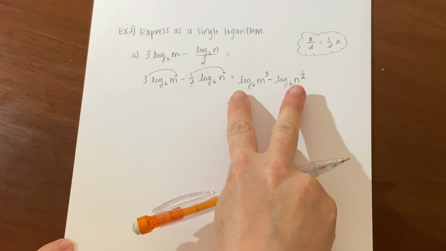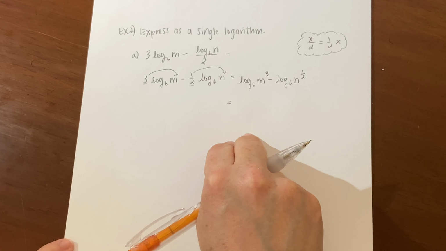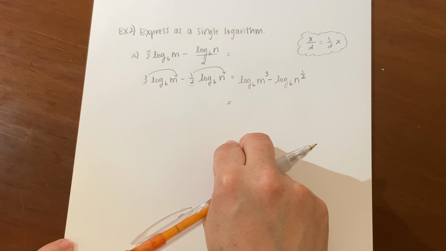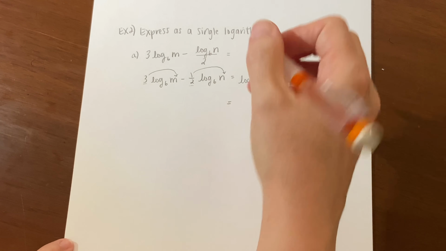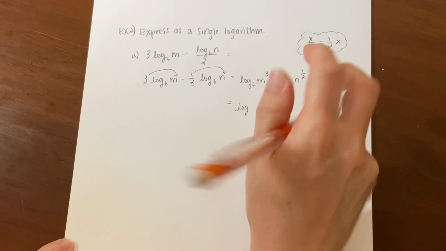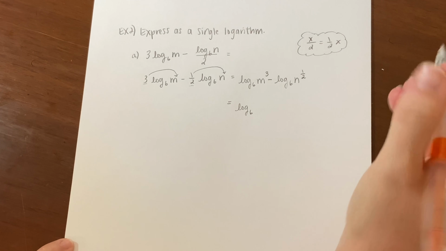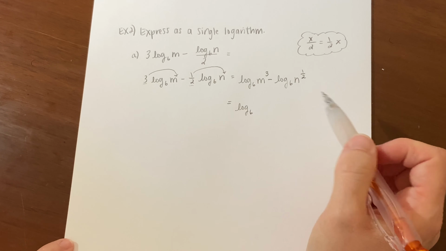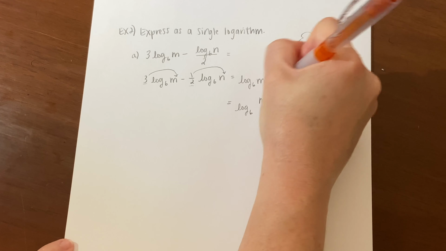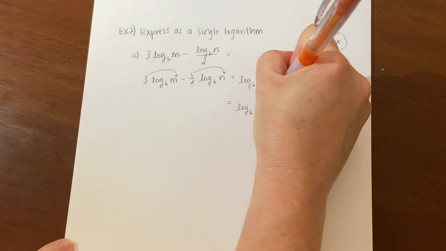So I'm going to condense these two logs into one log. That means I'm only going to write log one time. It's going to stay base 6. And then I'm going to condense what was subtraction into division. So this is going to become m cubed over n to the 1/2.